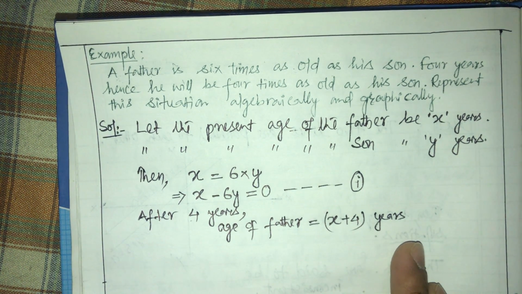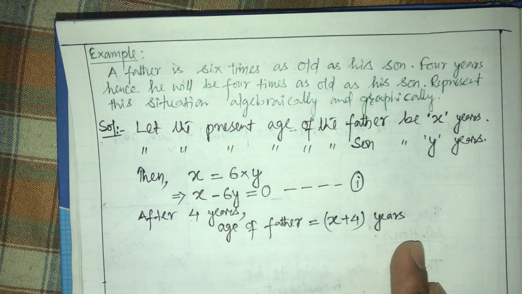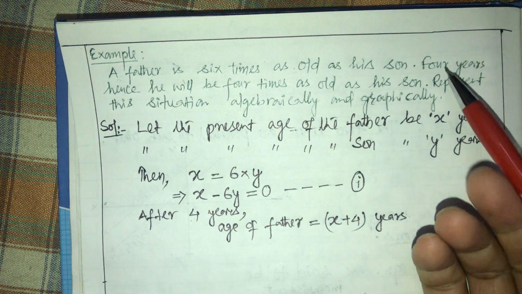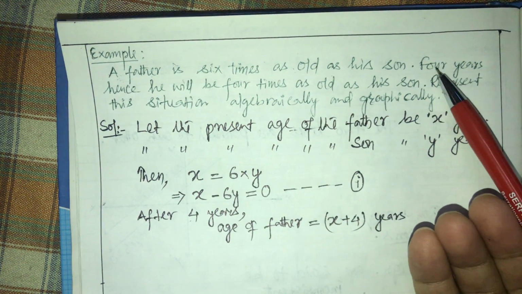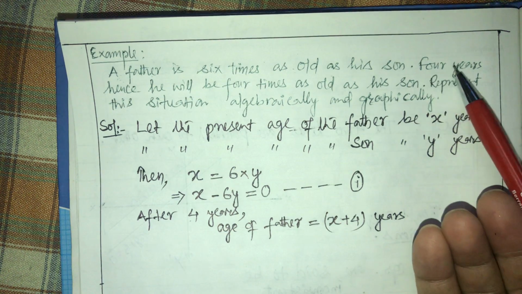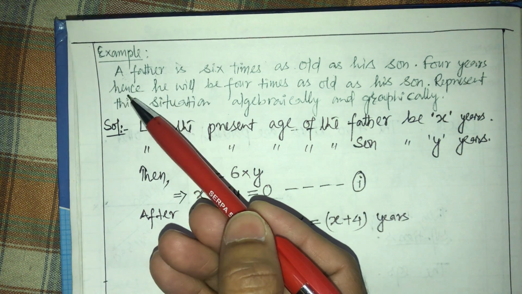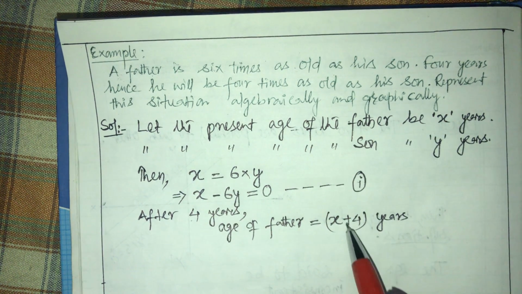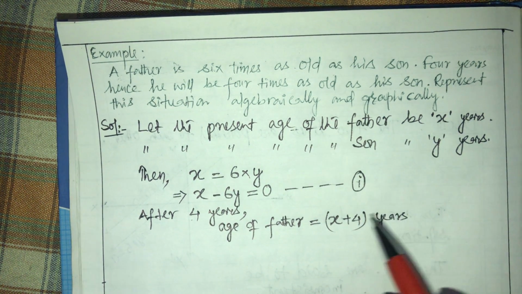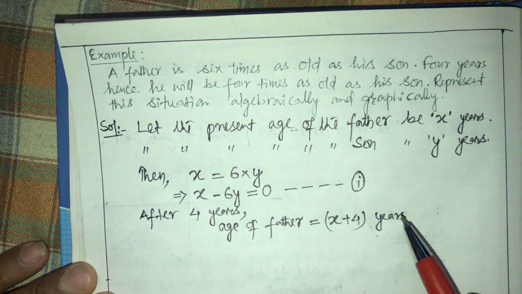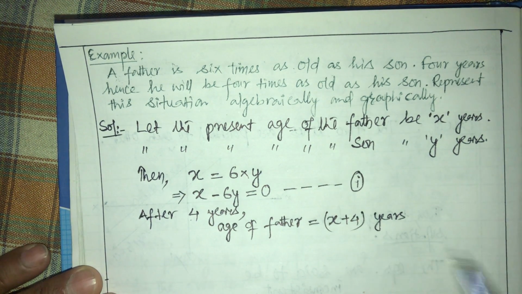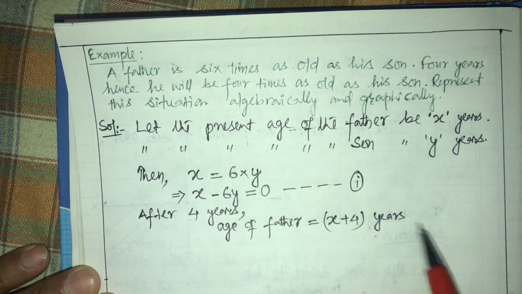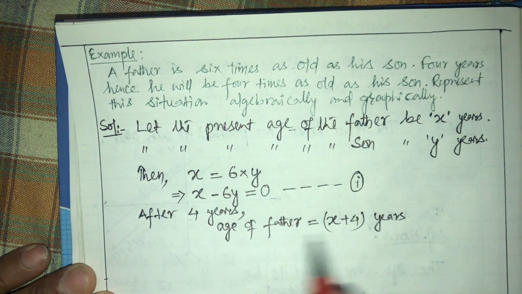And what if we want to find the age some years back? Instead of 4 years hence, if you get a question like 4 years ago, or before, in that case you need to use the minus sign. You should keep this in mind. It's very easy to understand: after, we need to add; before, we subtract. So the age of the father we got.